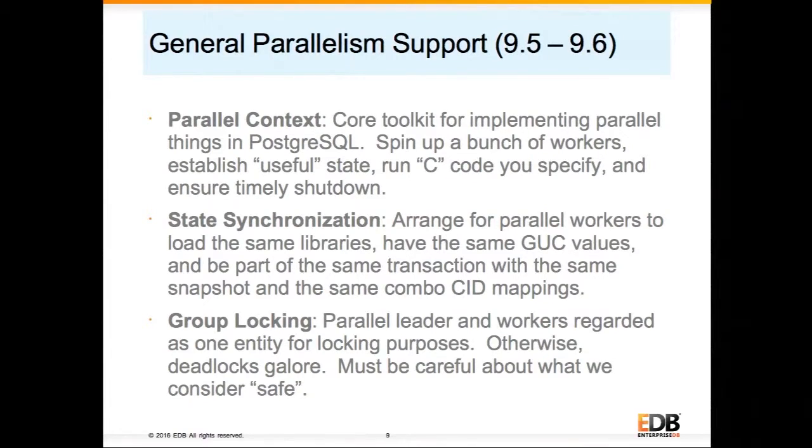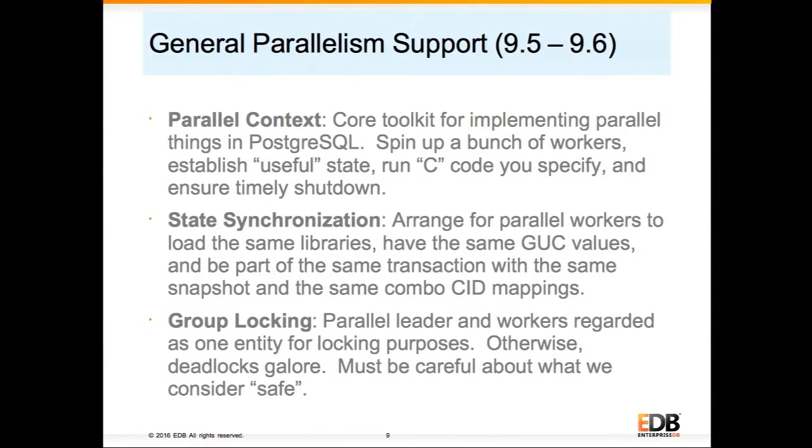So general parallelism support, the main core thing here is the parallel context that will spin up a bunch of workers for you, sort of put those workers in a useful state. Run some C code that you, the user of the parallel context facility, tell it that you'd like it to run, and then ensure that everything shuts down in a timely fashion. What do we mean when we say that it puts the workers in a useful state? Well, it puts the workers into a state that is roughly similar to the state that the main backend is in, so that they can run most PostgreSQL backend code and have the same things happen that would happen if that same code were run in the leader process.